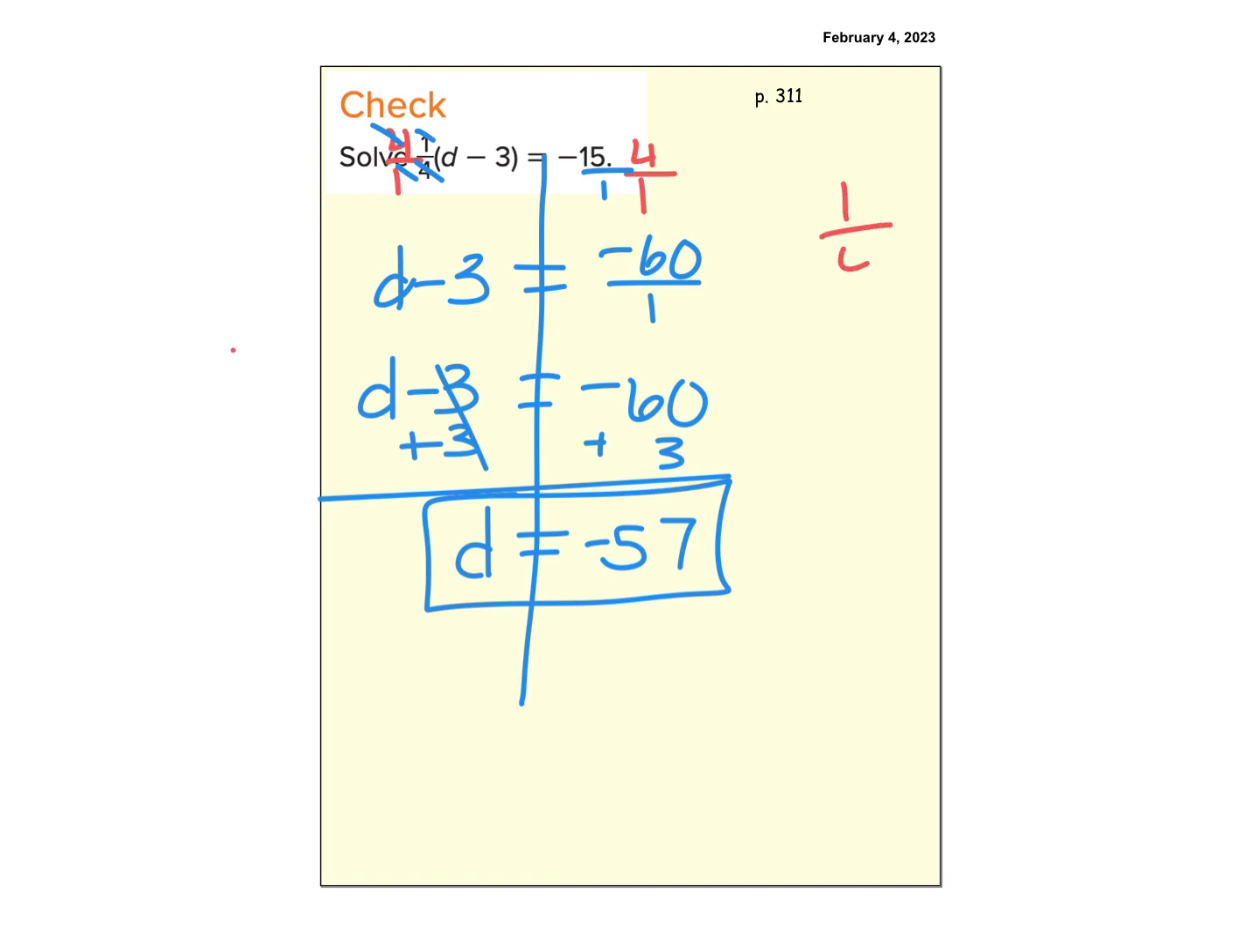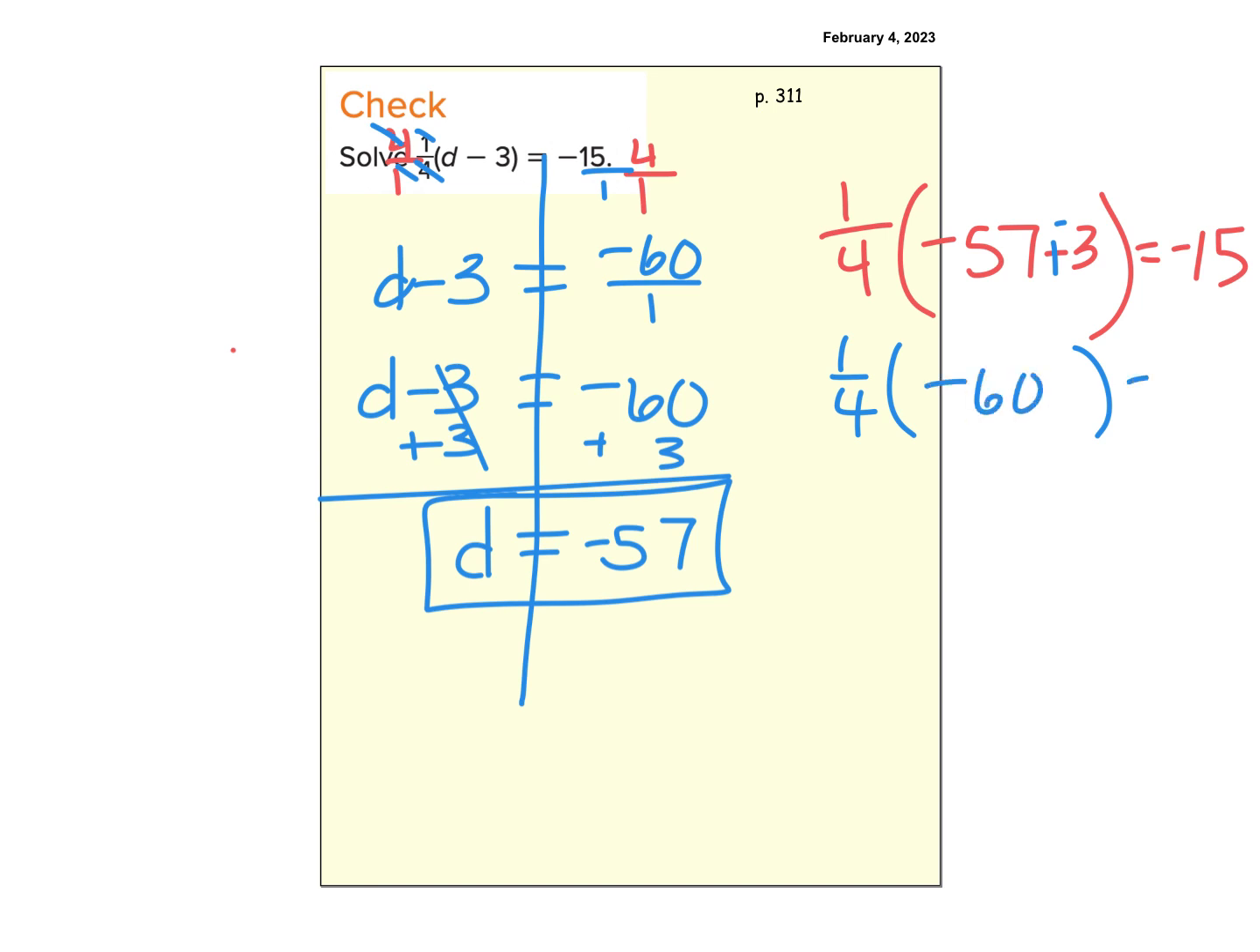All right, I'm going to show you how to do a check, okay, with a fraction one. So I'm going to write 1/4, parentheses, d, I got negative 57, and then minus 3 equals negative 15. Okay, so again, all I did was rewrite it. You guys should be getting good at the checks. Okay, so I'm going to keep that 1/4, and then on the inside, I'm going to change that to add the opposite. So negative 57 and a negative 3 is negative 60. Hopefully that equals negative 15.